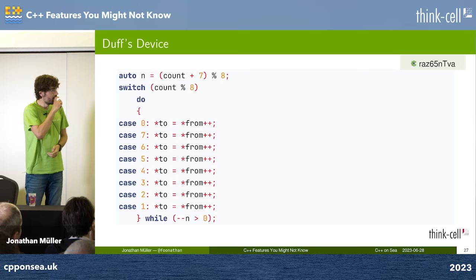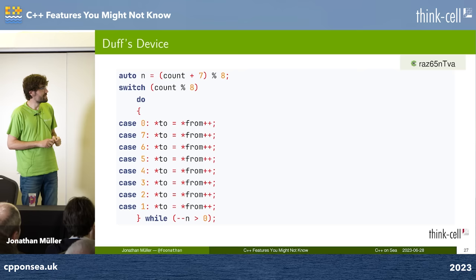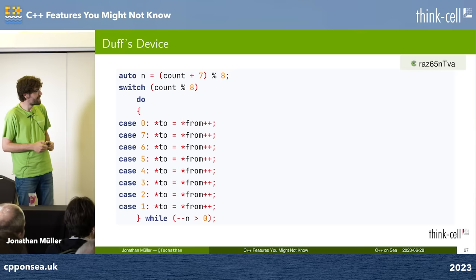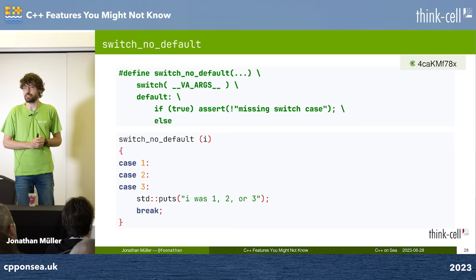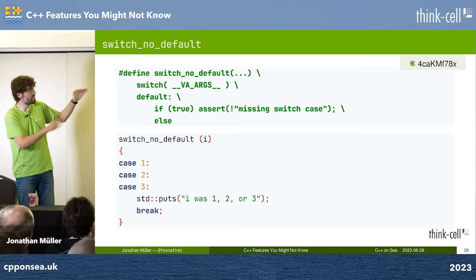Now, all of this can also be combined. We've combined all of those tricks in our company as well. And the author was pretty proud when he showed me his macro. Switch no default. So this is a switch statement that gets an assertion whenever you hit the default case. So the way it works is we've got a regular switch statement, and we start with the default case. And then we don't have any braces, and instead we've got an if-else. And the braces of the switch are part of the else.